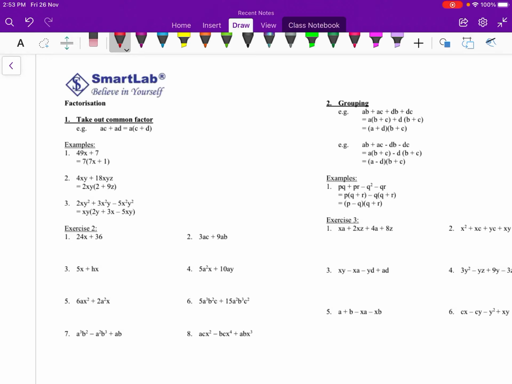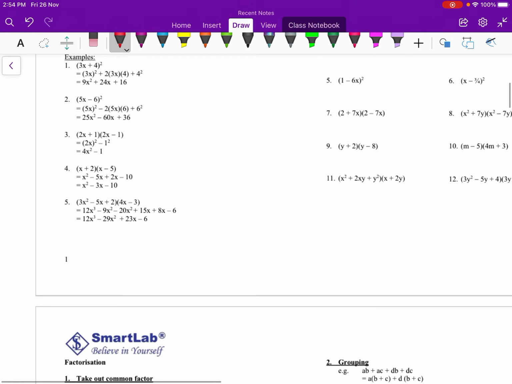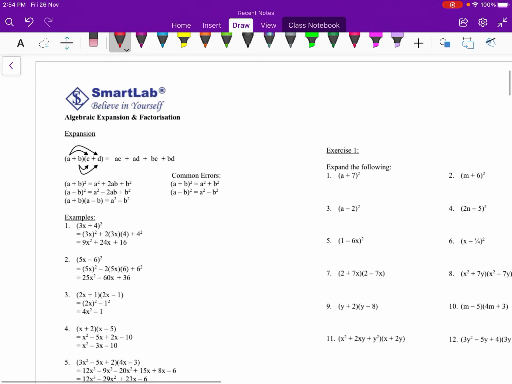Alright, so today we're going to learn about another concept in Sec 2 mathematics called factorization. Last week, we learned about expansion, right? Expansion is about removing brackets. Let's do a very quick recap. Last week, our expansion was (A plus B)(C plus D). So how do we remove these two brackets?